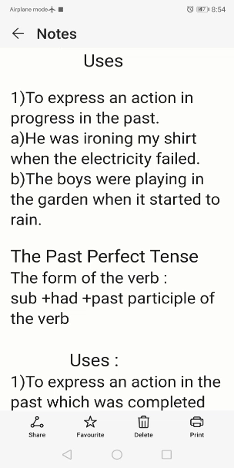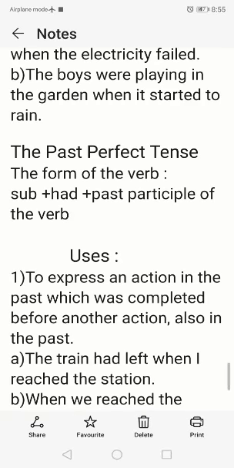In the same way, the boys were playing in the garden when it started to rain. So when the rain started, during that period, the action of playing was in progress, it was going on, it was continuing. Next one is the past perfect tense.